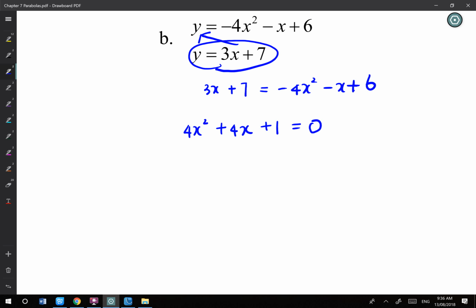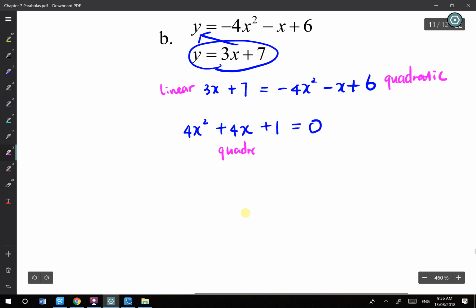This is the place that shows us y is not going to intersect 3 times. On this side is a linear. On this side is a quadratic. And when you move it to the other side, you will have a quadratic as well, right? You're not going to have anything else. You still have a quadratic because the x term combines with the x term, the constant combines with the constant, and you still have the square term there. So you will have a quadratic equals 0.